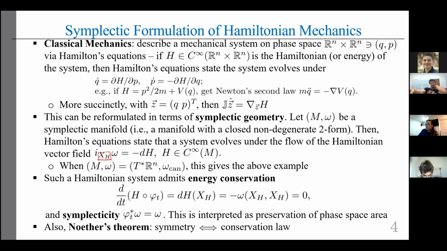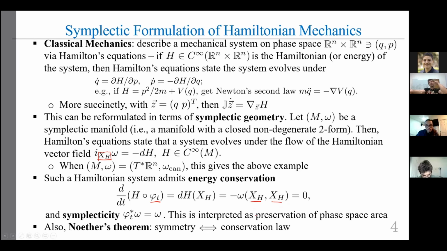So one is energy conservation. That's to say that the Hamiltonian is preserved under the flow of the Hamiltonian vector field. So here phi sub t denotes the time t flow of the Hamiltonian vector field. And you can pretty easily prove that the time derivative of this quantity is 0. And that just owes to the fact that the symplectic form is skew symmetric, so when you evaluate it with the same two inputs, you get 0.